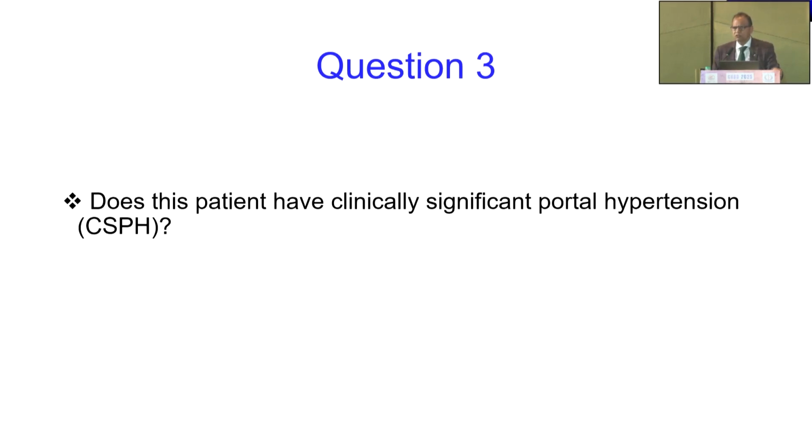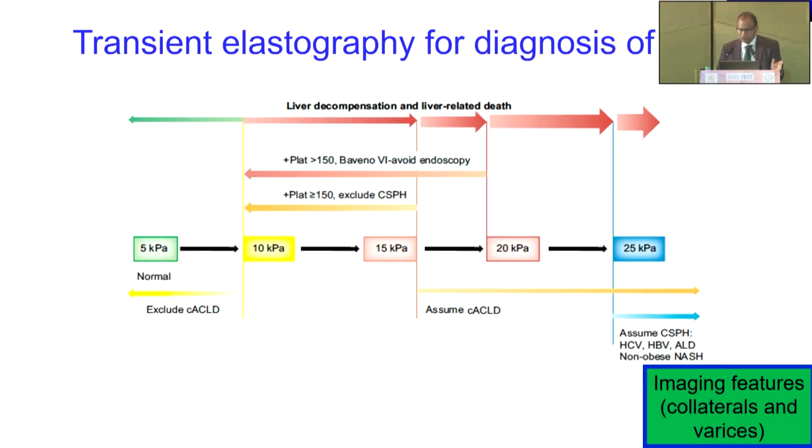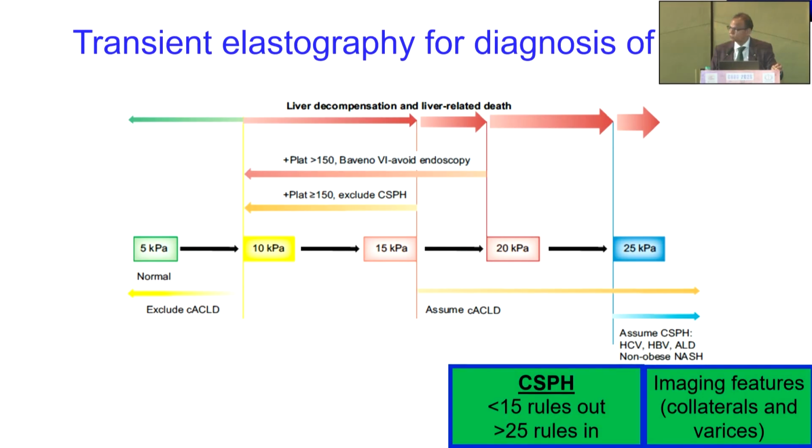That's a genuine question because CSPH is an important component in the natural history of cirrhosis patients, as we all know, and it can increase the risk of decompensation. And this is where the role of transient elastography comes in. In this patient, I think she had imaging features of CSPH. She had collaterals, so I don't think there is any doubt about that. But if you don't have those, then the FibroScan or transient elastography can be very useful.